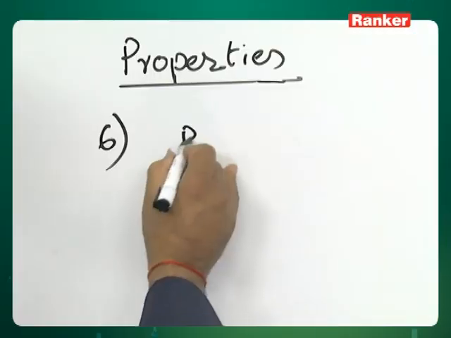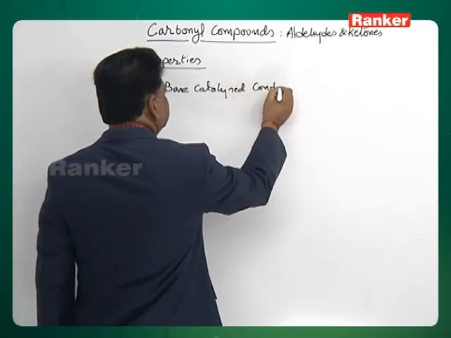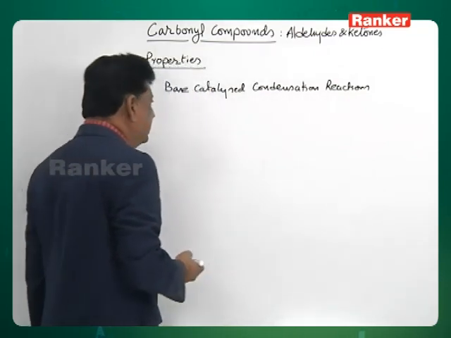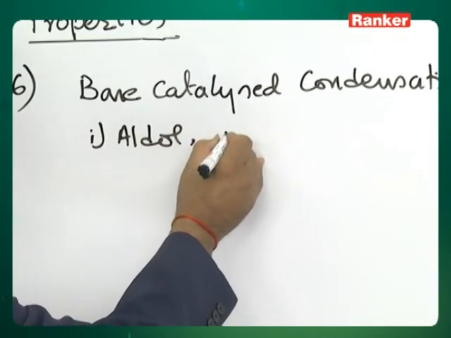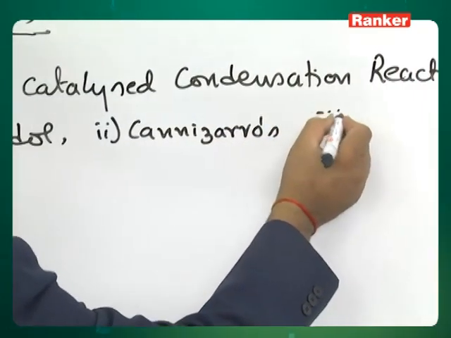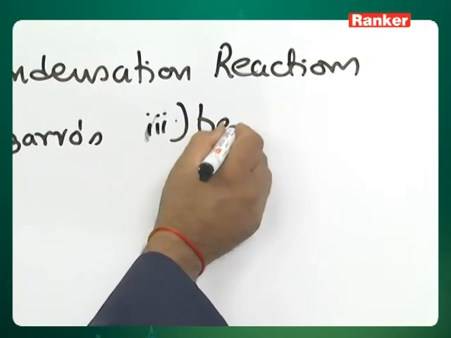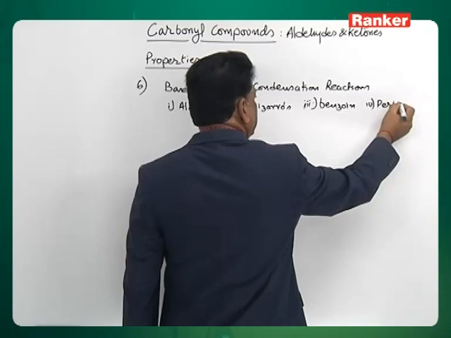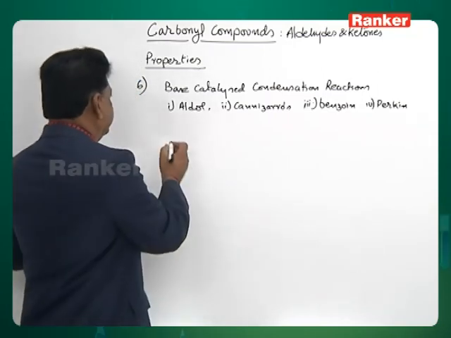So, let us take the next property, that is base catalyzed condensation reactions. In this there are 4 prominent reactions: aldol condensation, Cannizzaro reaction, benzoin condensation, Perkin condensation. In addition to this, there are some similar type of reactions also that we will cover later, but let us take first the aldol condensation.